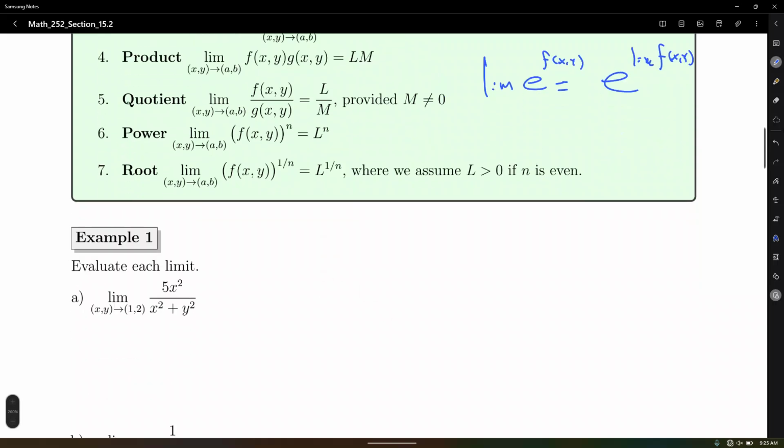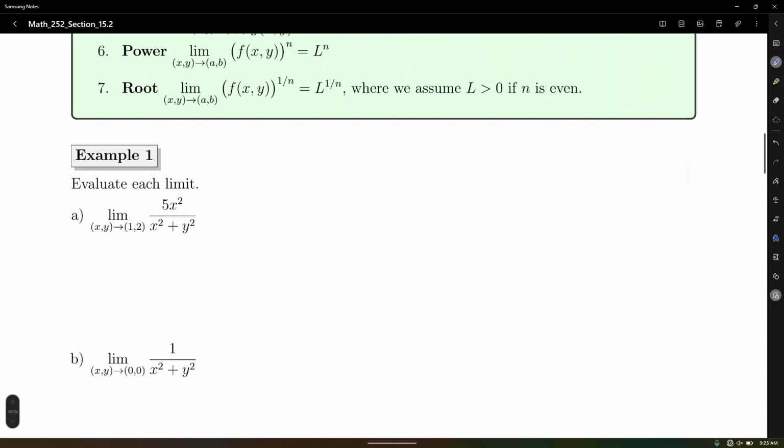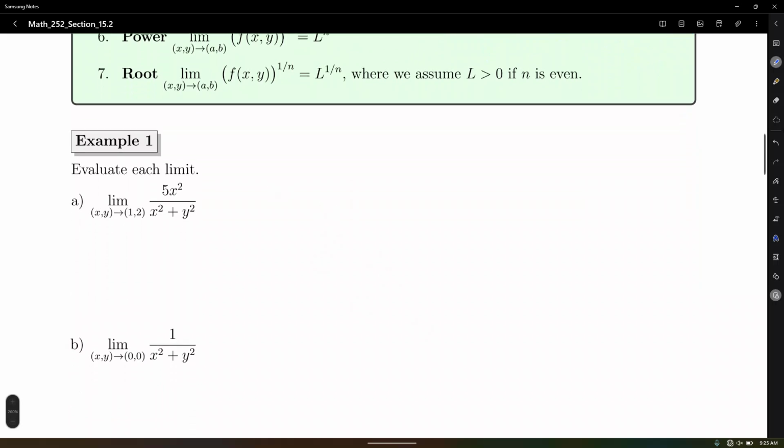Let's just see them. The limit of 5x squared over x squared plus y squared as x approaches 1 and y approaches 2. So, first of all, every time we have a limit problem, direct substitution. Maybe we're lucky, we get a number, and that's the limit. Otherwise, we look for alternatives. So 5 times 1 squared over 1 squared plus 2 squared. 1 squared is 1, times 5, that equals 5. 2 squared equals 4, plus 1, that also equals 5. And the limit is 1. That's it, right?